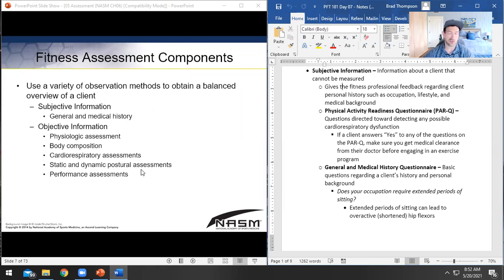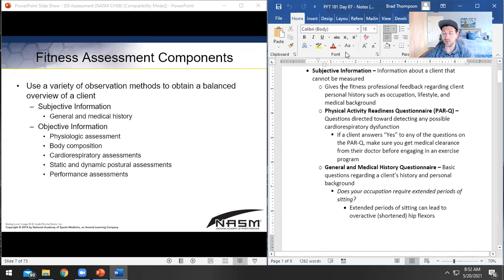Static and dynamic postural assessments like the overhead squat or the pushing and pulling assessment are going to tell us a little bit about how much angle someone has in their pelvis or something. And then performance assessments are, what's your 1 rep max, or how high can you jump, or how fast can you go through this sort of obstacle? So that's all very measurable stuff. If you speed up how fast you can go through an obstacle, well, we're looking for improvement.